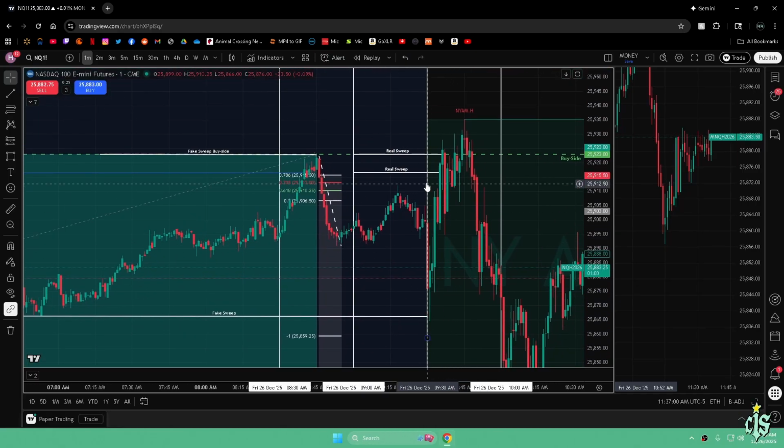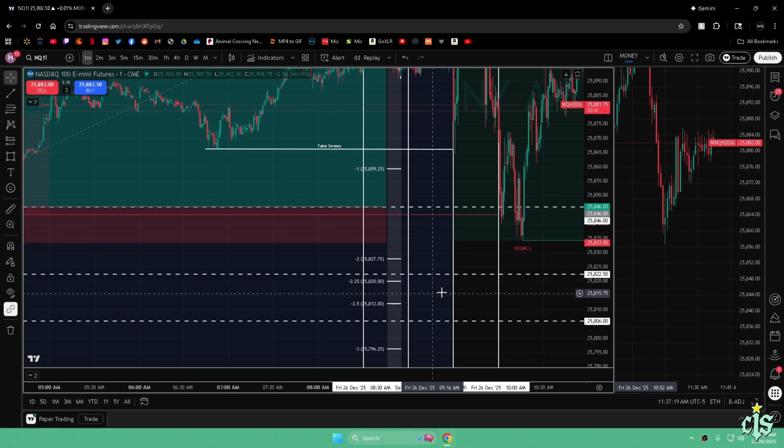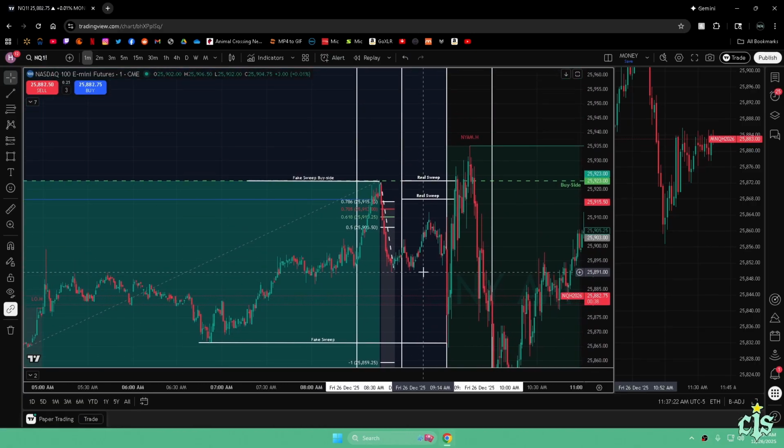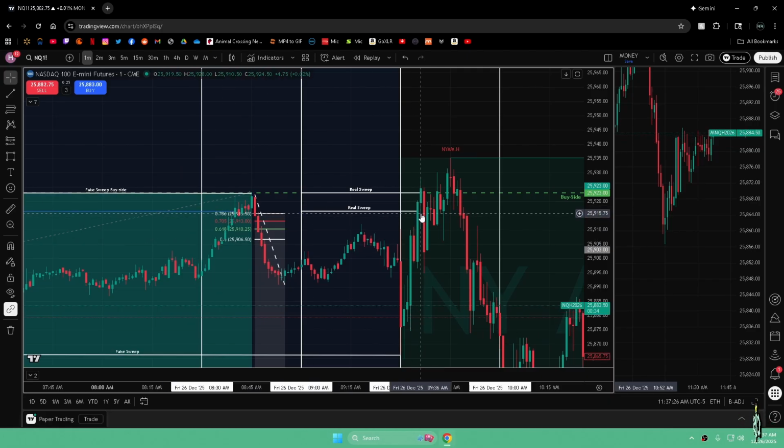Okay, after this manipulation, I was like, oh, okay, we got a fake sweep. So, what are we waiting for? We're waiting for the pullback. We get this real sweep here, okay, and it's New York AM, all right. So it's targeting Asia highs, and then sooner or later it's gonna target London lows, right? So that's what I'm aiming for. So we get the sweep of here, we get a sweep of the buy side. We struggle on buy side, right?